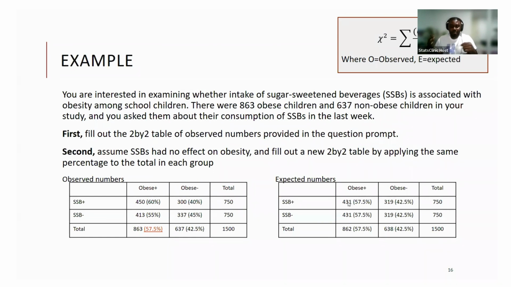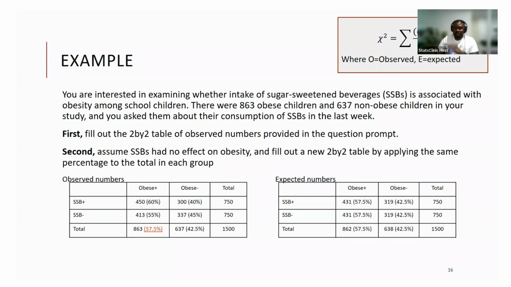So you're imagining that if SSBs did not lead to obesity, how many people would have still become obese among the 750? That is 431. If not having an SSB does not increase the risk of obesity, how many people would have still had obesity? That is 431. So you obtain 431, you subtract that from 750, 319. So this is the observed table, and this is the expected table. Is that clear so far? Does anybody have questions at this point?